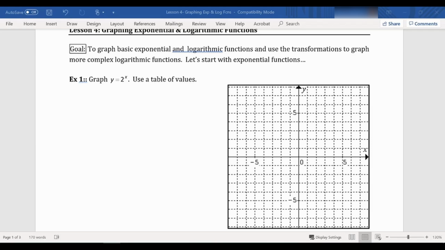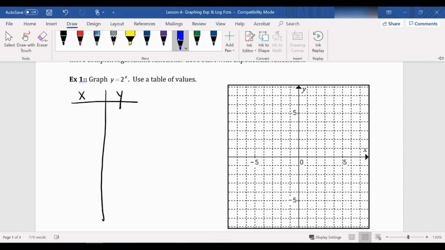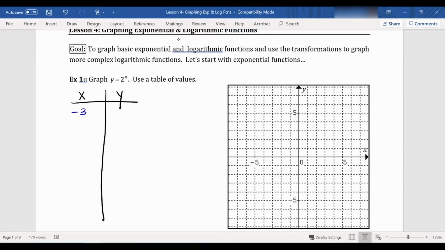So we've been asked to graph y equals 2 to the power of x here, and we're going to use a table of values to start. Once you know what the basic ones look like, you probably won't need a table for every one, but again, a table can be useful if you have a bit harder time with graphing. So I'm going to make myself a table of values. And I'm going to just pick some basic values, -3 to 3. So I'm going to go -3, -2, -1, 0, 1, 2, and 3.